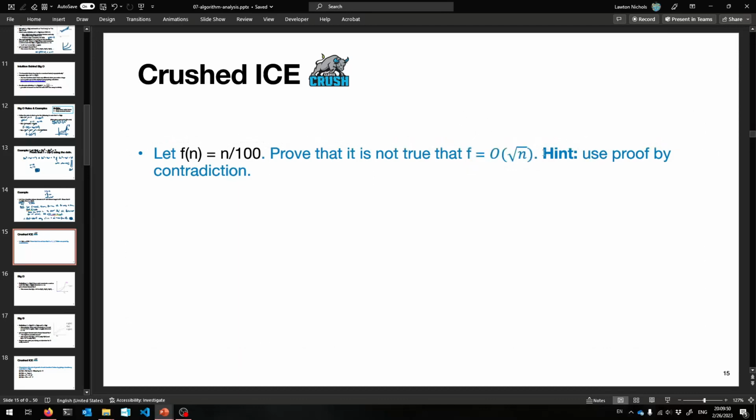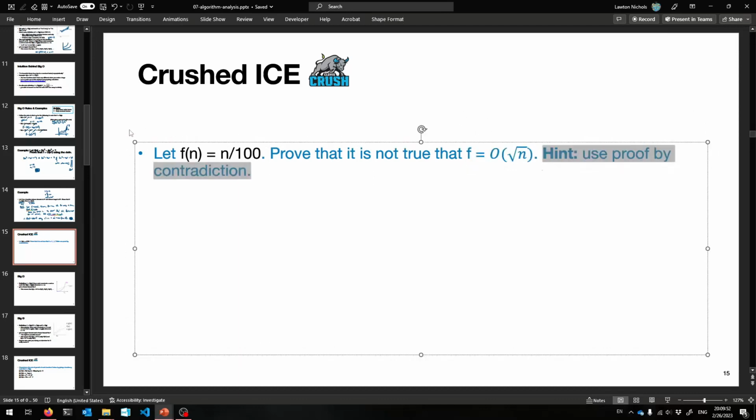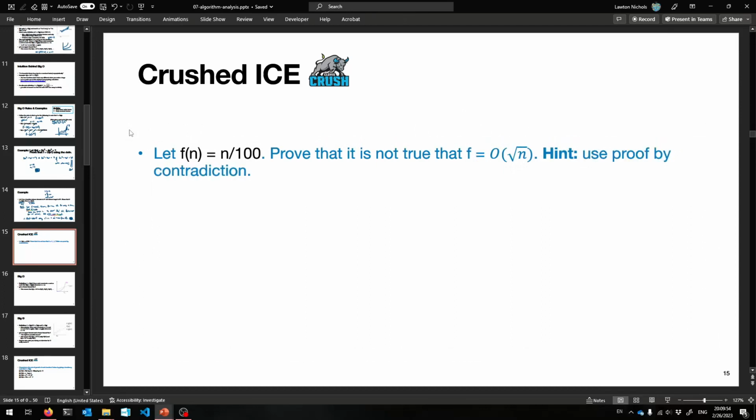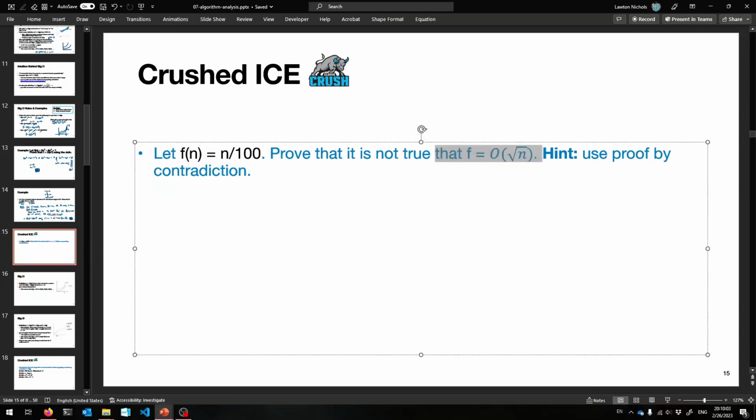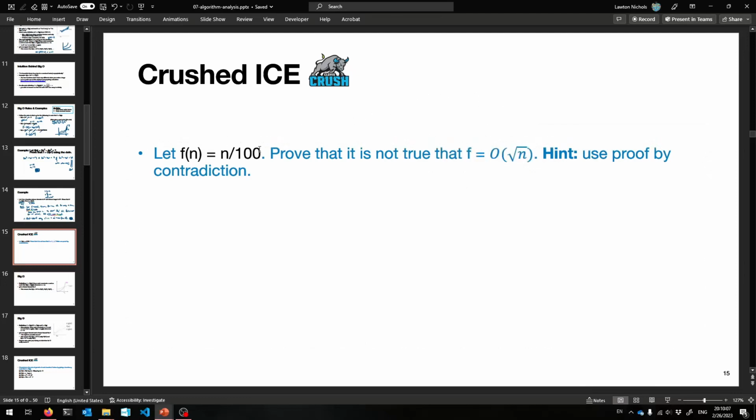And my hint to you is try using proof by contradiction, which means assume that the opposite is true, and that will lead to a contradiction, and that should help you, all right? So see if you can figure out this answer. Prove that it's not true that f is big O of square root of n. It's at least big O of just n, because that's 1 over 100 times n, and that's a constant. So give that a try, and then I'll show you my way.